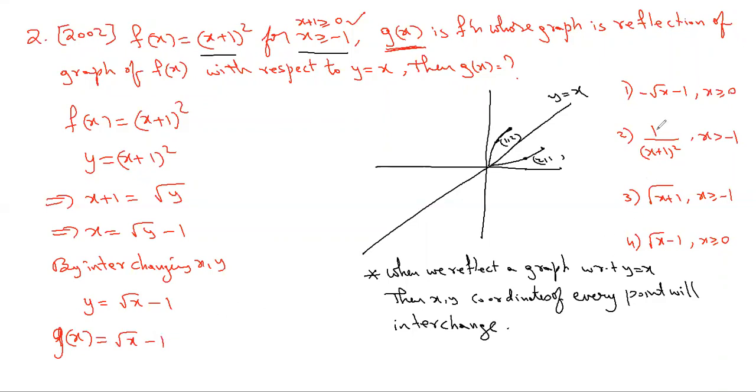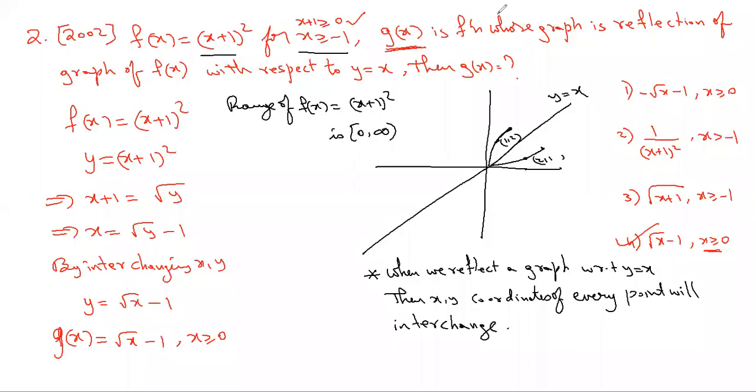So there is only one function with that definition, g of x equal to root of (x) minus 1, full root. The domain is x greater than or equal to 0. The x here is basically the y for f of x. You can clearly see that (x plus 1) the whole square is always greater than or equal to 0. So y is always greater than or equal to 0 for the f function, and automatically x will be greater than or equal to 0 for the g function. So that's why the answer is the fourth option.